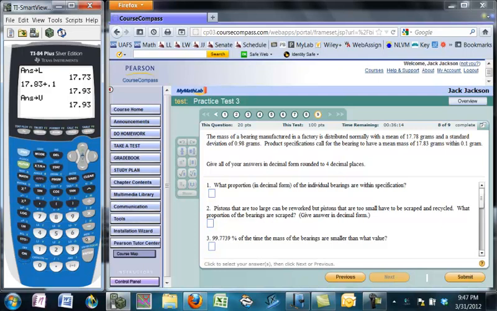What proportion in decimal form, to 4 places, of the individual bearings are within specification? So we want the probability that a particular bearing is between the lower L and the upper, between 17.73 and 17.93. Well, this is a normal distribution, so I go to second distribution, and we're computing a proportion, which is a probability. Okay, so we go to number 2, and we want to go from lower L to upper U. Those are our lower and upper product specifications.